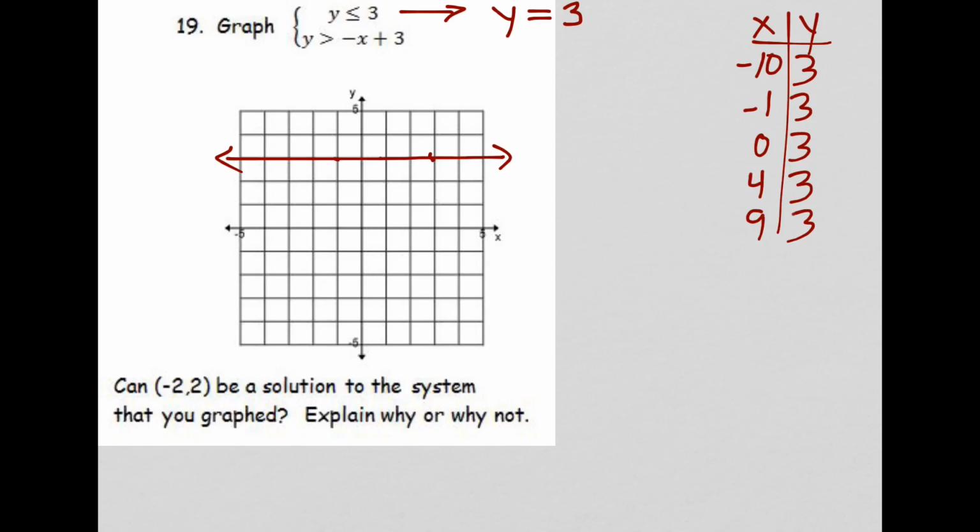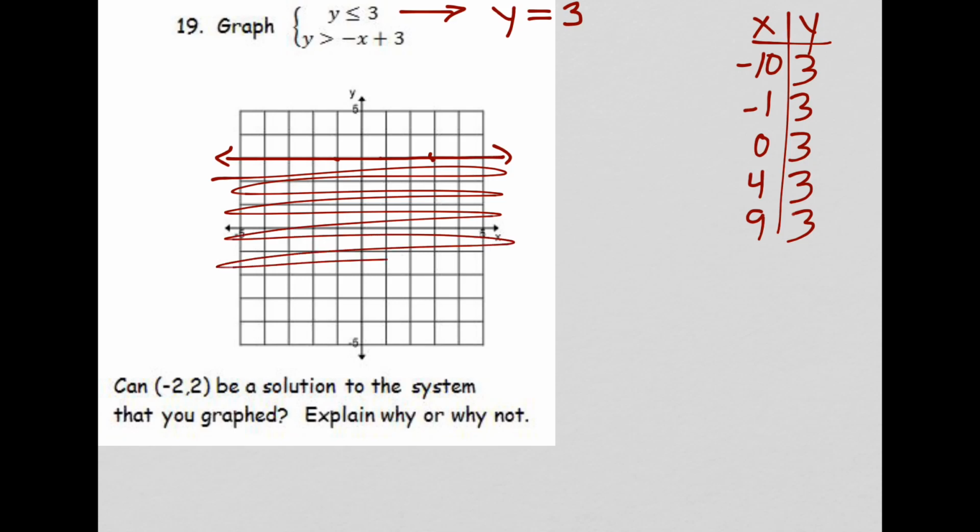And this is everything less than 3, smaller than 3. Where are the y values that are smaller than 3? Well, they're down here. All these y values down here are smaller than 3. That's why I shaded below it. It's less than. Now let's do y is greater than -x plus 3.